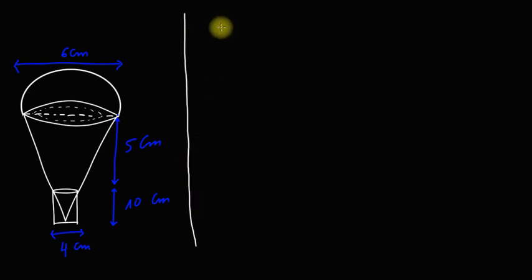Let's start by calculating the volume of the semisphere. Let's call it volume 1. This is the semisphere. The volume of a sphere is equal to 4/3 times radius cubed times pi. Because it is half of a sphere, we have to divide by 2, or times a half.